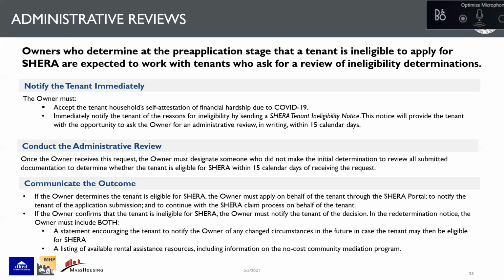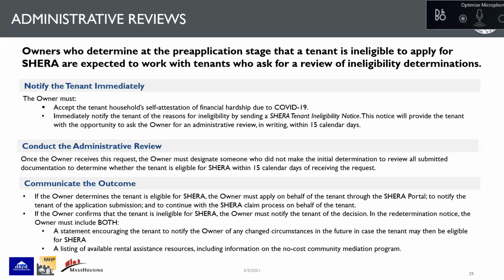The only reason a current tenant is ineligible is due to overincome or back rents from an ineligible period, meaning their arrears were accrued prior to April 1st, or the household is over 80% of the area median income. In the event of an ineligibility determination from an owner, the tenant has 15 calendar days to submit a request for an administrative review. The request must be in writing.